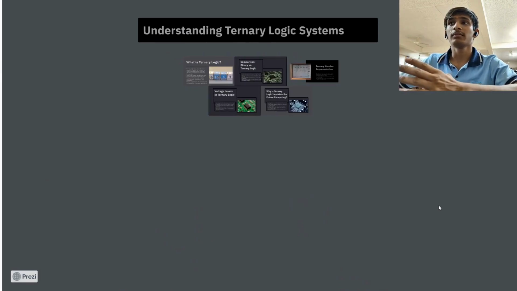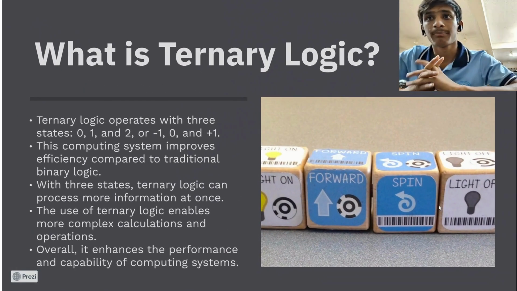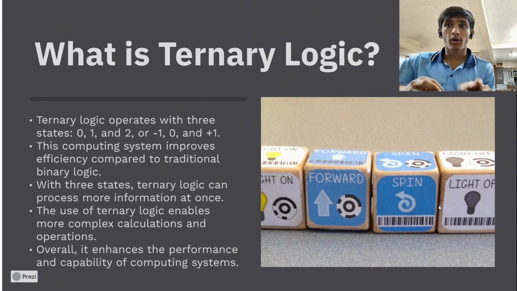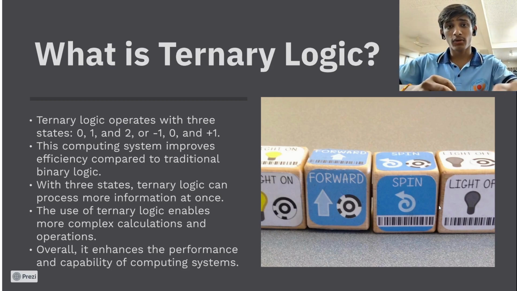Now we will understand what the ternary logic system is. What is ternary logic? While binary logic operates with two values, 0 and 1, ternary logic operates with three values: 0, 1 or 2, or it can also be minus 1, 0, plus 1. Binary has only two values, 0 and 1, and ternary has three. It can be positive or negative.